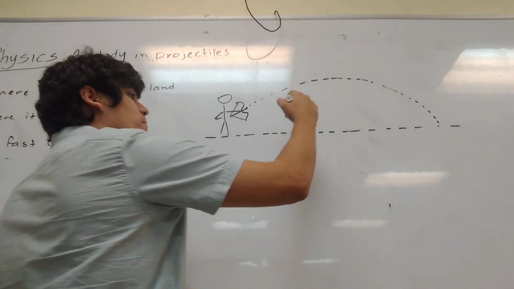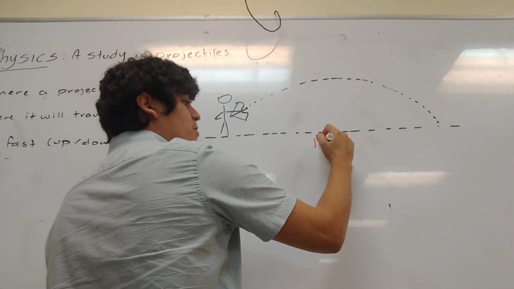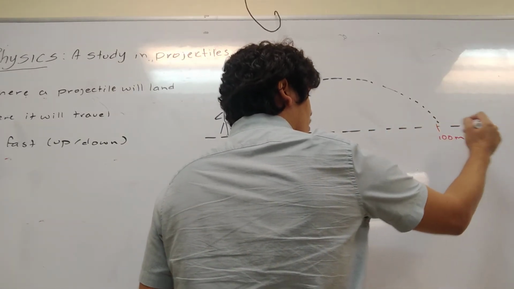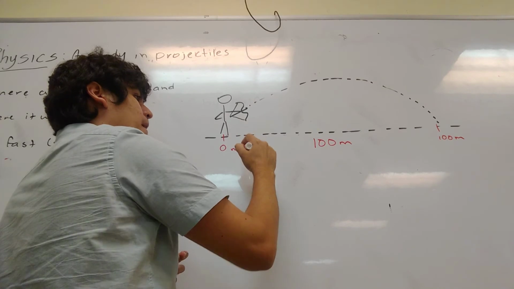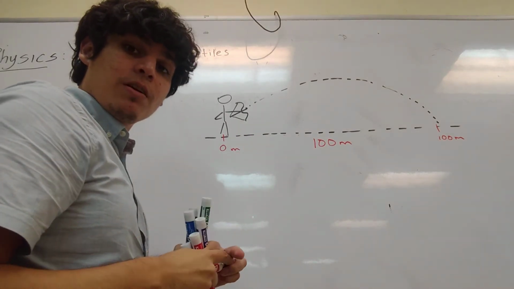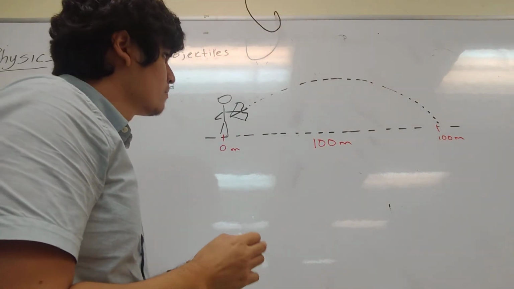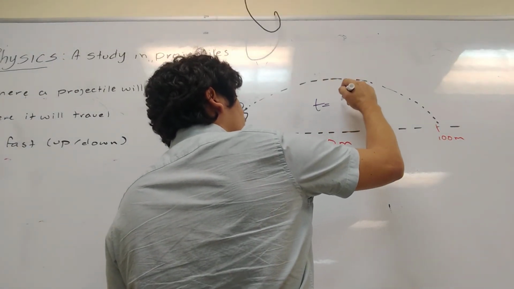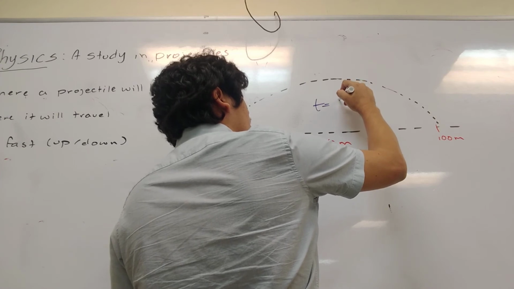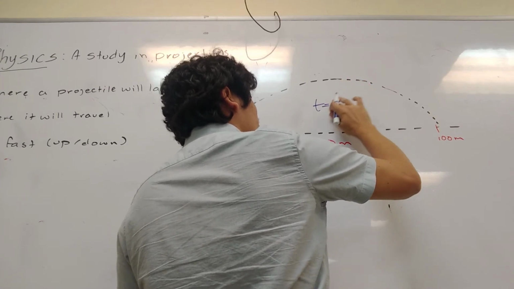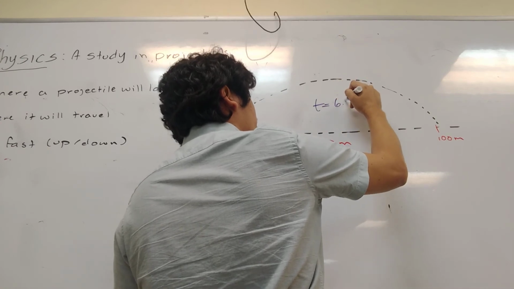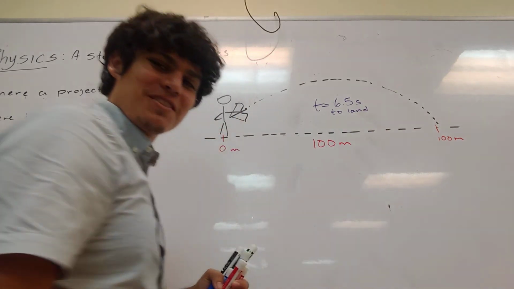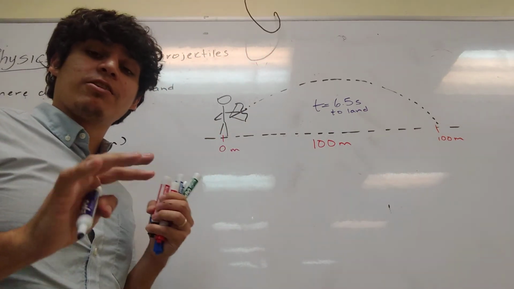Let's say that this arrow traveled about 100 meters from here to here. And let's say that this arrow took about 6.5 seconds to land. All right, so then let's find out a couple more things about this arrow.